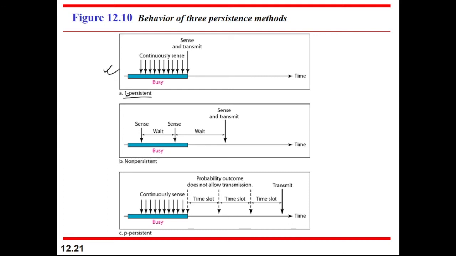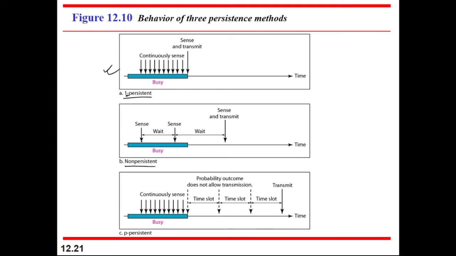Now the second method is non-persistent. In the non-persistent method, a station that has a frame senses the line. If the line is idle, it sends the data immediately, and if the channel is not idle, it waits a random amount of time and then senses the line again.